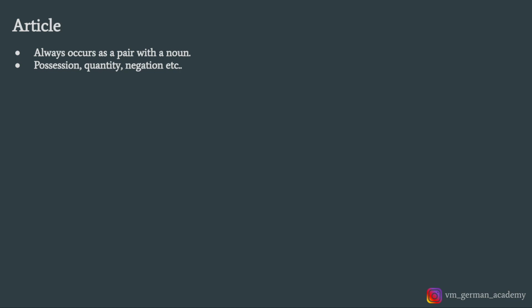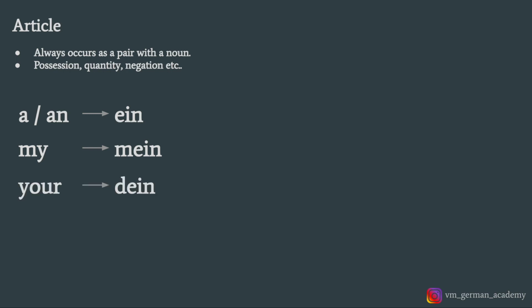The first one, a or an, is called ein. The next is my, which is called mein in German. Next article is your, and it is called dein. Similarly, his is called sein and her is called ihr.